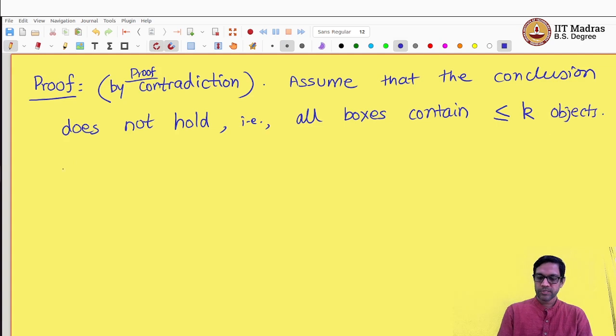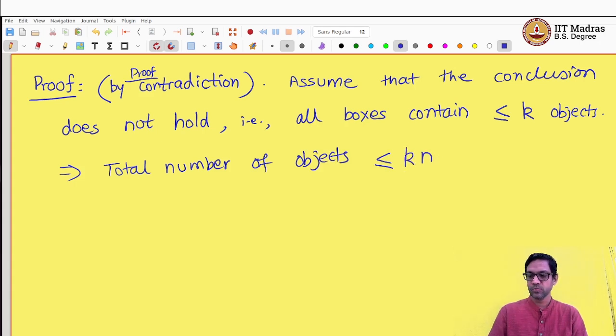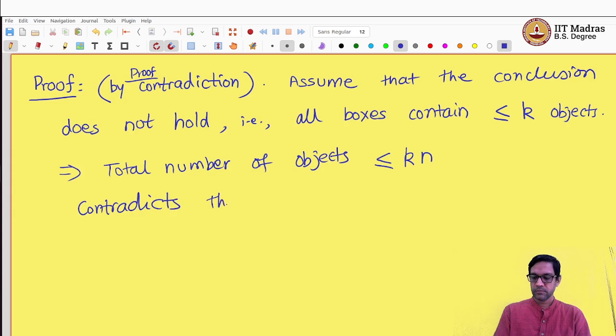Okay, now how many boxes did we have? There were exactly n boxes, which implies that the total number of objects is, well, how many? There are n boxes, each containing k elements. So this is n into k, so at most k times n. But that's a contradiction because we assumed that we had kn plus 1 objects to begin with. So this contradicts the given hypothesis.